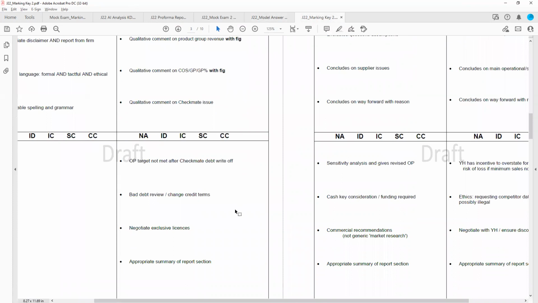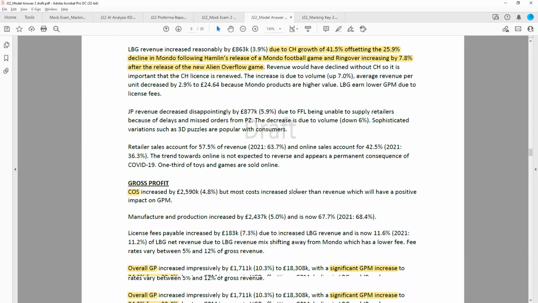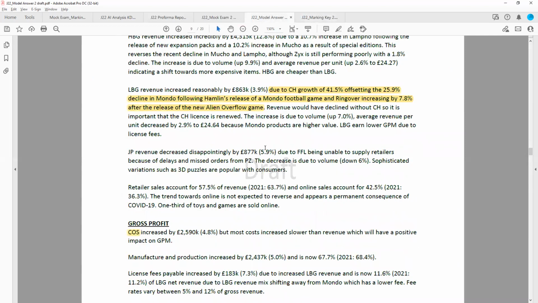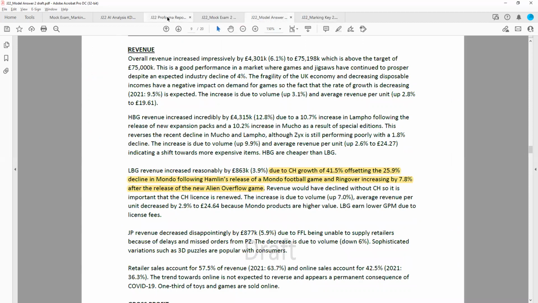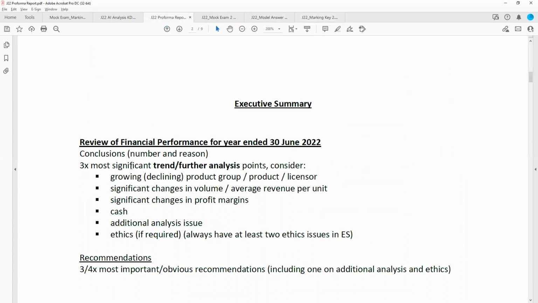However, you can't bring too many in, because there's a mark here for it being an appropriate summary, which is essentially for your exec summary not being too long. So therefore, we have to be very skillful and selective in deciding which of these other points we want to bring into our exec summary.